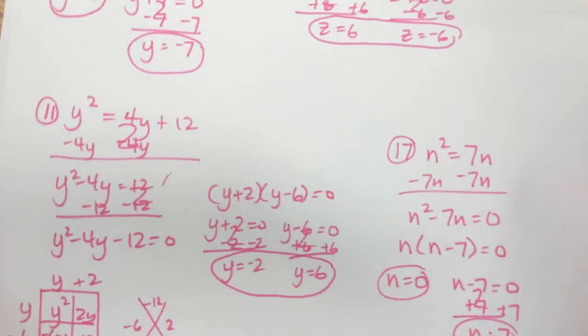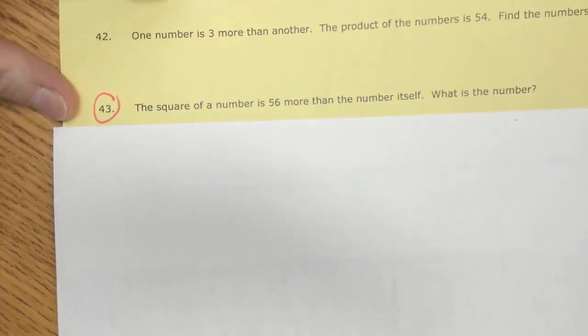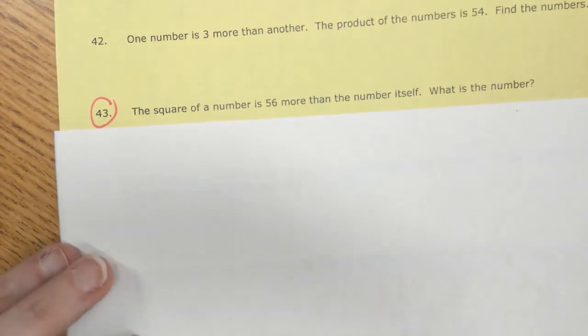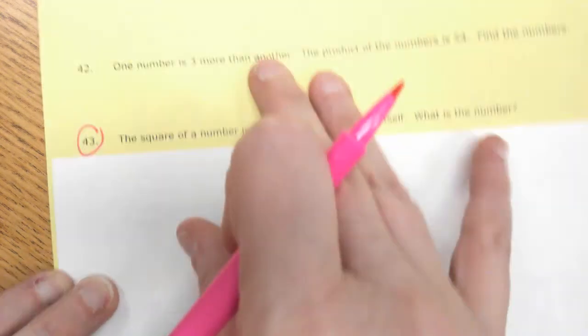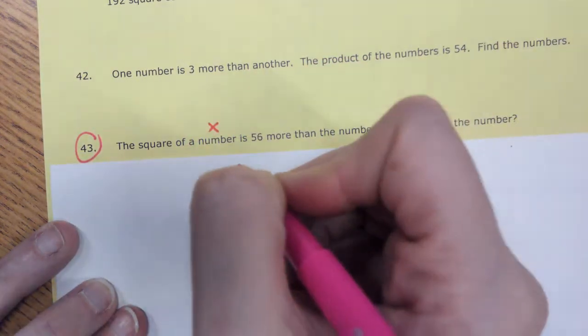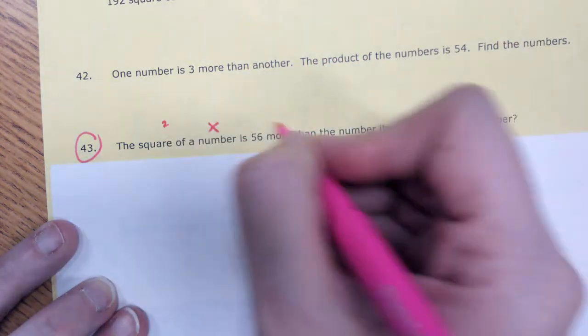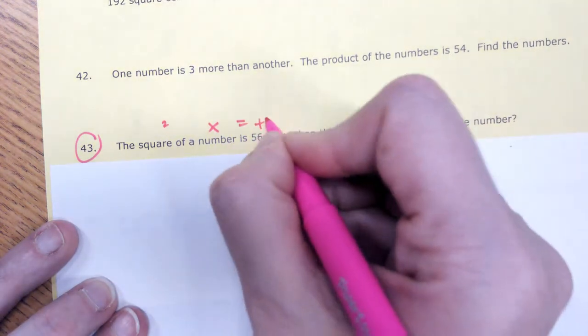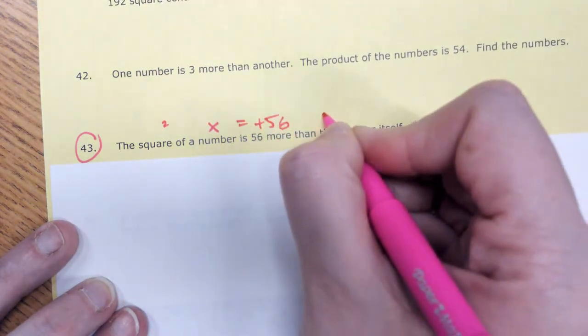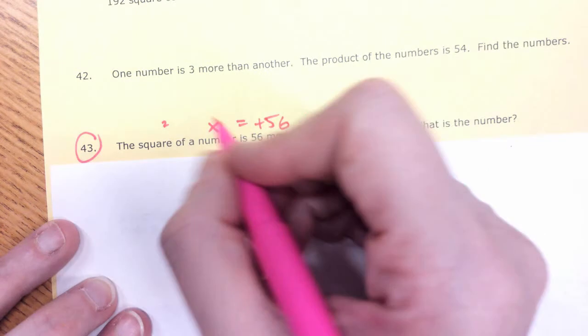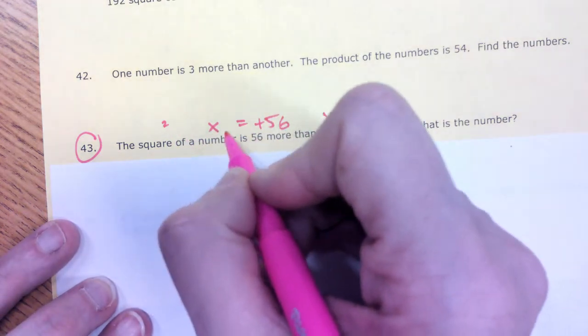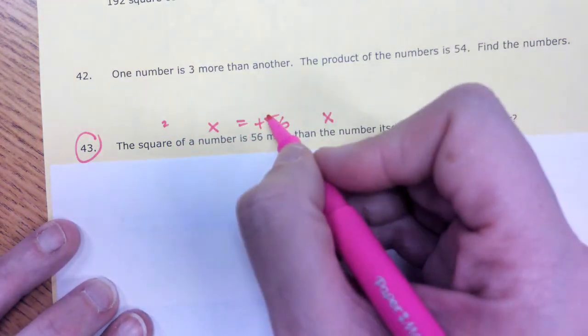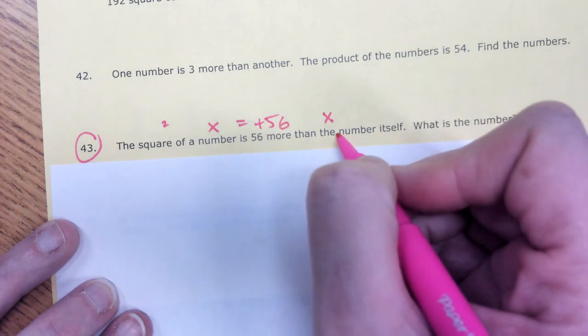Okay? The last thing I want to go over with you is question number 43. 43 is a word problem, so let me put this right here so we can see it. It says, the square of a number is 56 more than the number itself. Okay, so that's what I wrote over there. The square of a number, x is the number, equals 56 more, which means plus 56. The number itself means x.